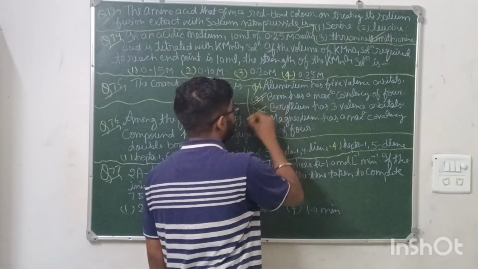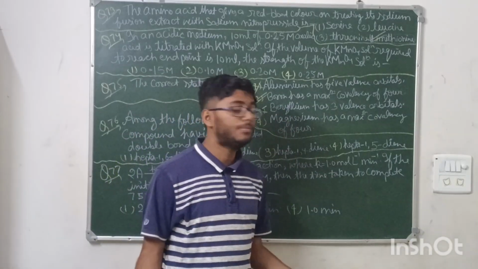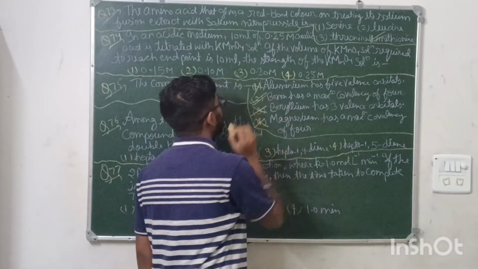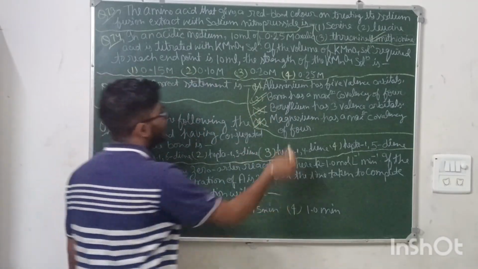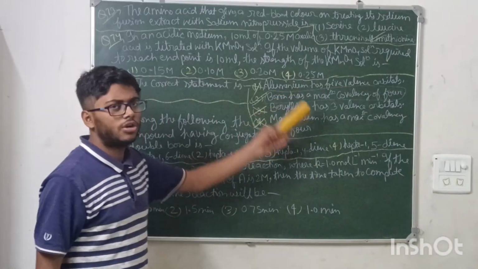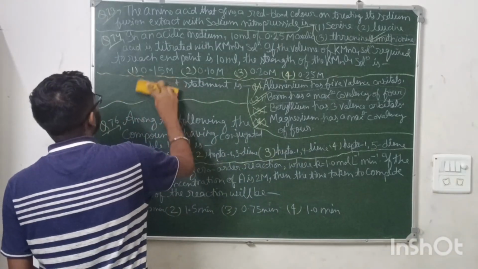So this option is also wrong. Magnesium has a maximum covalency of 4. No, the maximum covalency of magnesium is 6. So this option is also wrong. So option number second is the answer to question number 75. Boron has a maximum covalency of 4. This was based on your memory of the periodic table. Rubbing off question number 75 here, we will now solve question number 74.